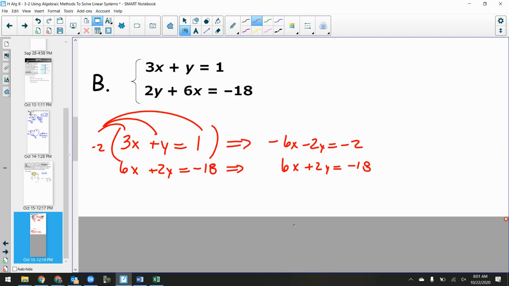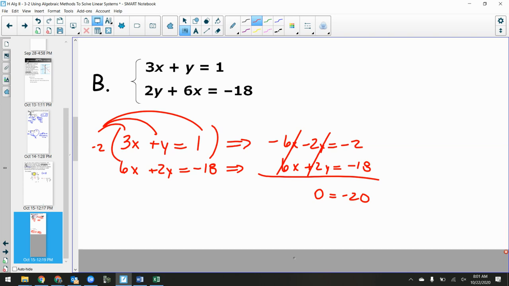Okay, now I can add down. We good? Now I can add down, right? Well, that cancels. That cancels. I get a 0 on the left side. Is that a true statement? No. When you get a false statement, what's my answer? No solutions. There are no solutions. That means that these lines are parallel, right? If I'm thinking about the solutions of where the lines will cross, and I say there are no solutions, that means the lines will not cross, which is the definition of parallel lines.